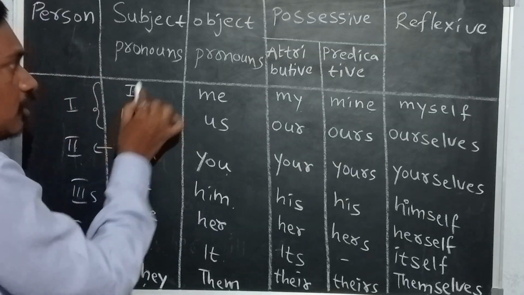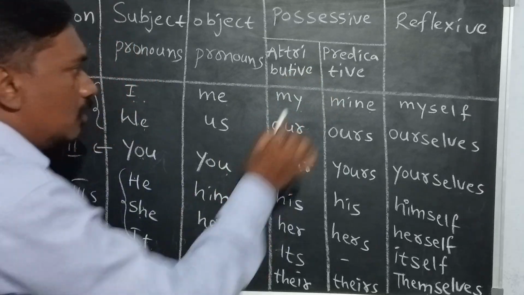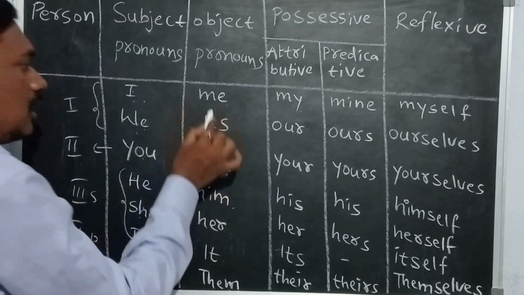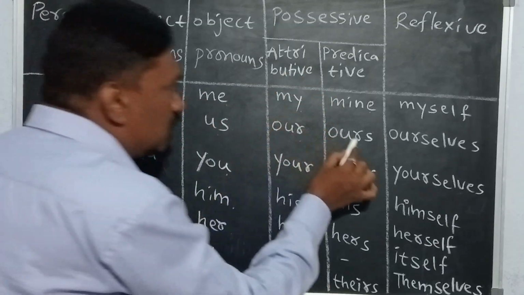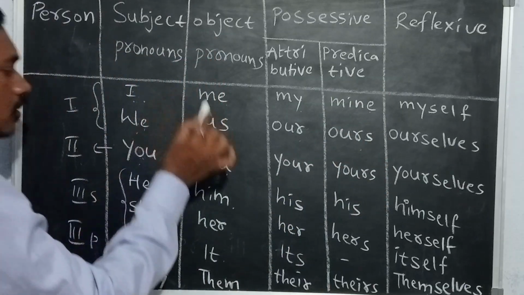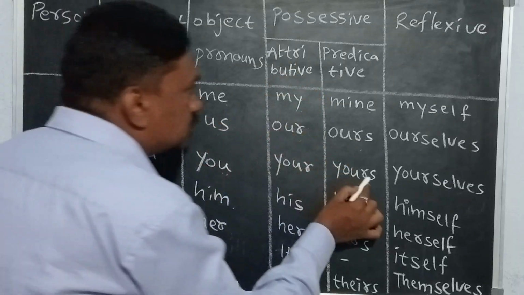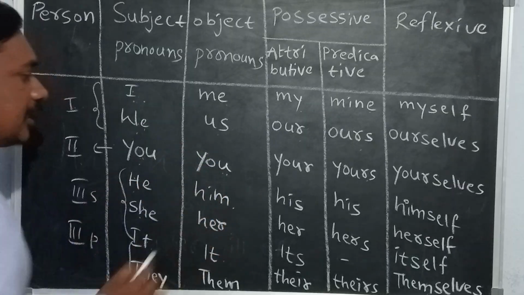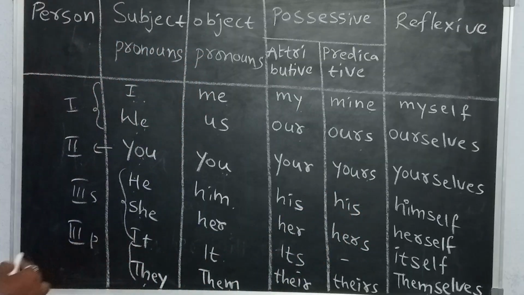So here: I, subjective pronoun; me, objective pronoun; my, attributive pronoun; mine, predicative pronoun. We, subjective; us, objective; our, attributive; ours, predicative. You, subjective; you, objective; your, attributive; yours, predicative. He, subjective; him, objective; his, attributive, and again his, predicative.